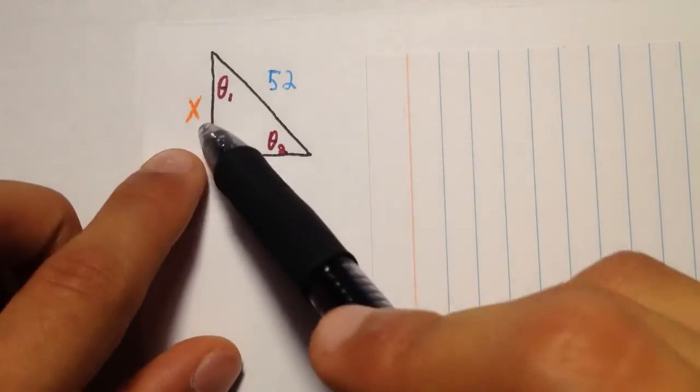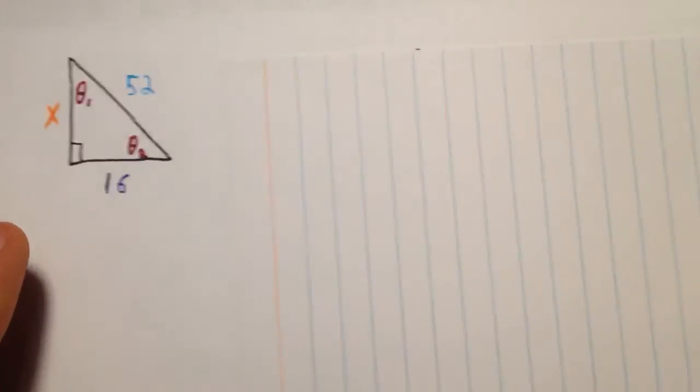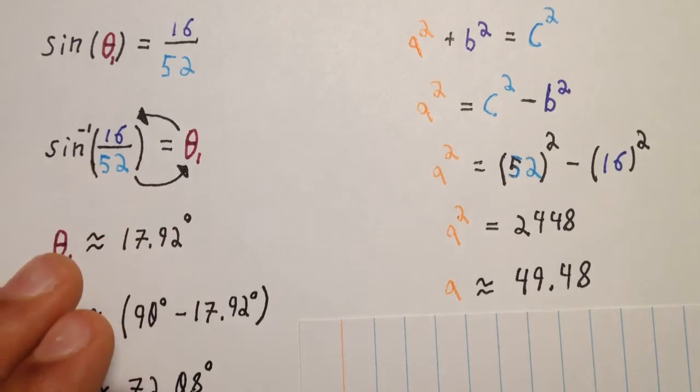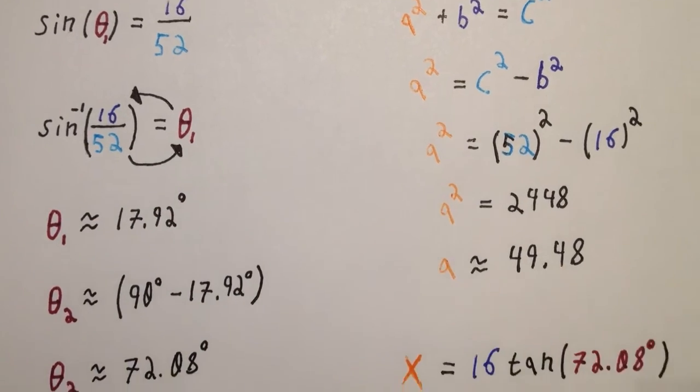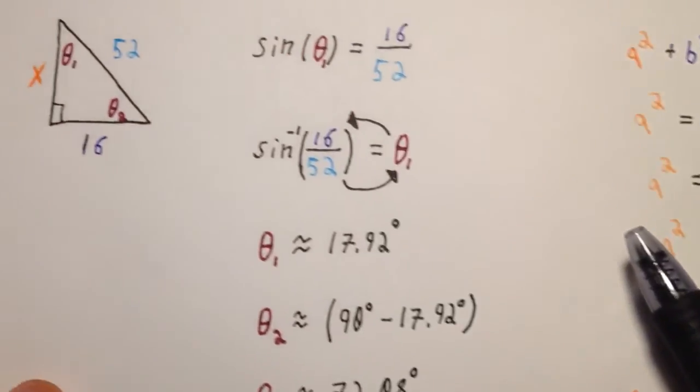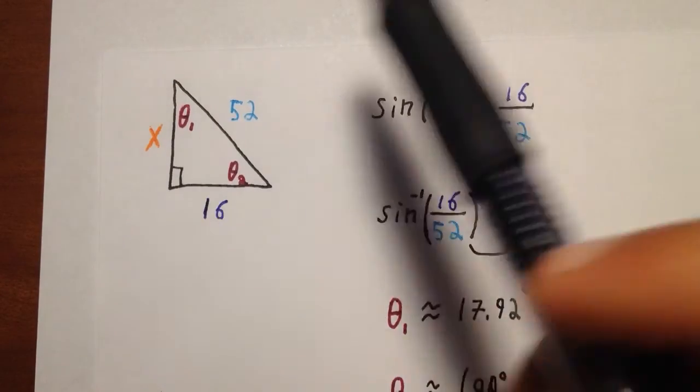Now to solve my other side, my x, again, I could use Pythagorean's theorem, or I can use the very equivalent trig ratio to solve for x. All you have to do is just know where to look and what angle to reference.